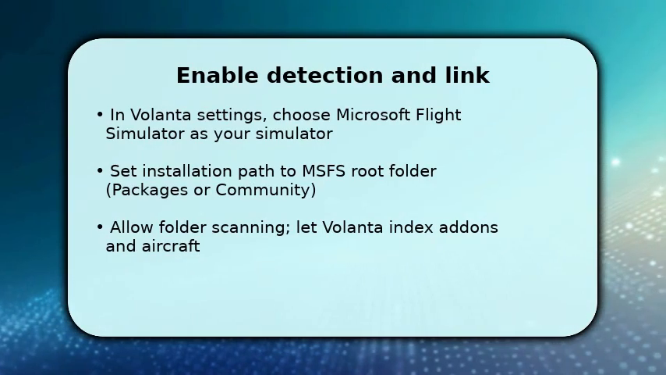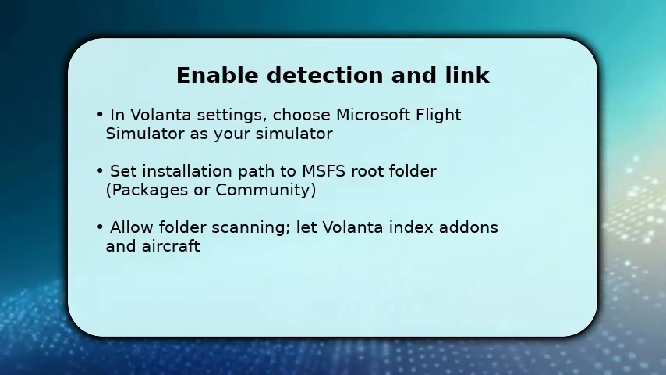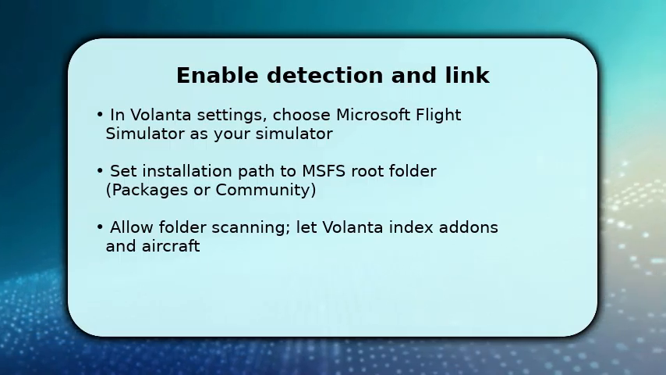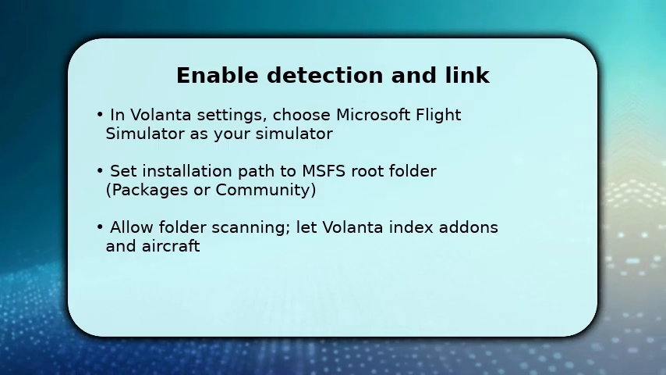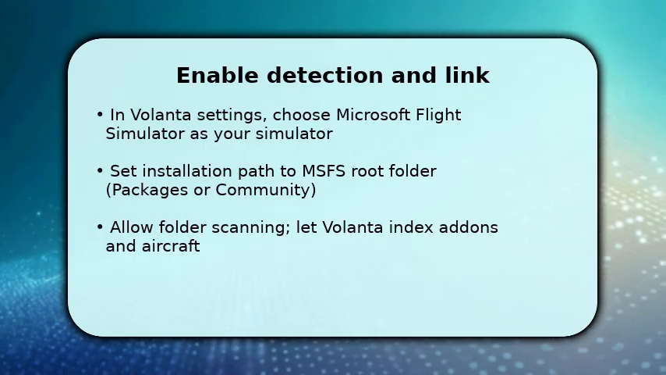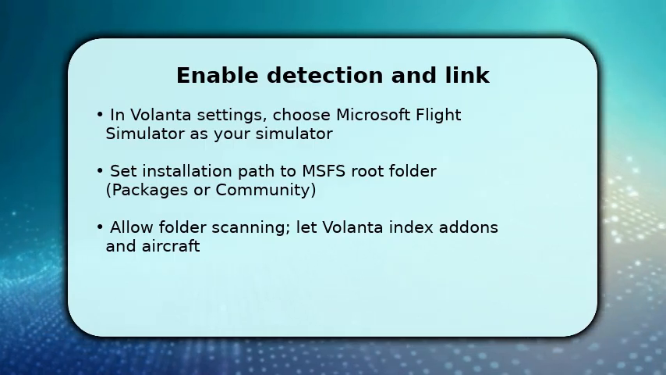Now focus on linking. In Volanta's simulator panel, select Microsoft Flight Simulator, then browse to the Msfs root directory. This is critical so Volanta reads package files. Start a manual scan so Volanta indexes aircraft, liveries, and mods.